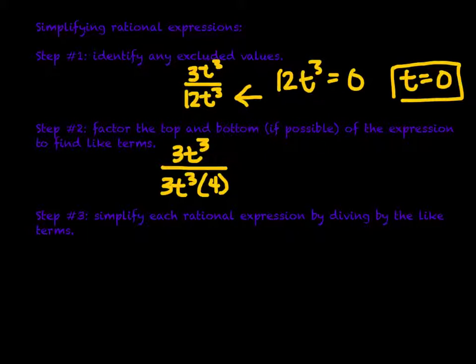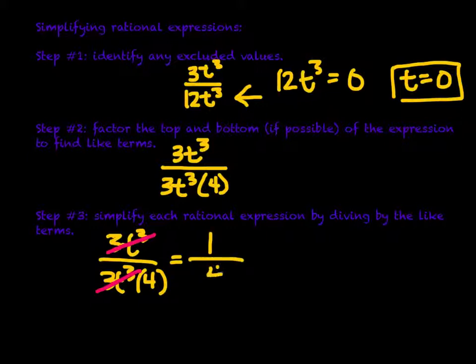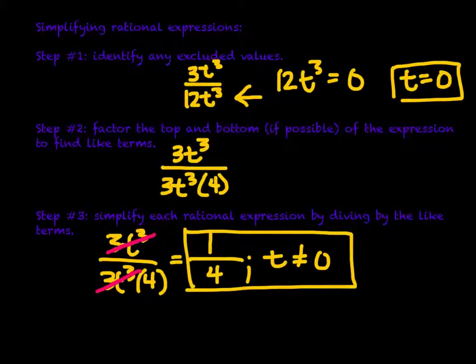We've kind of simplified this. Our last step is simply taking 3t to the third over 3t to the third times 4 and simplifying this a little bit and saying, okay, this 3t to the third at the top and the 3t to the third on the bottom, those cancel out. So on the top, we just simply have 1 left over, and on the bottom, we still have 4. So 1/4 is our final answer, but we're also going to add on to this little thing, t cannot equal 0. So our final answer is 1/4, but t can't equal 0.